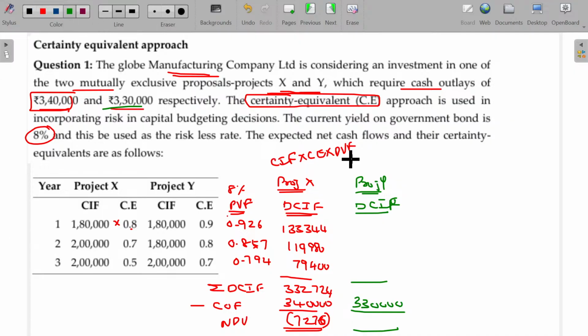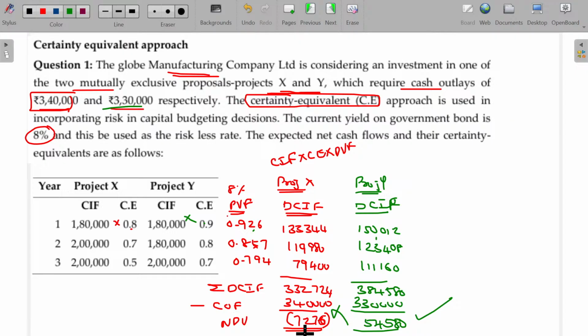In case of project Y, 1,80,000 into 0.9 into PV factor. The value being 1,50,012, and next one being 1,23,408, then 1,11,160. The overall value being 3,84,580. Yes, of course, you have the positive value 54,580. In this case, this project can be accepted, and the other project is rejected.